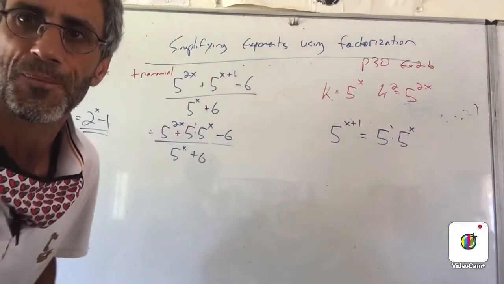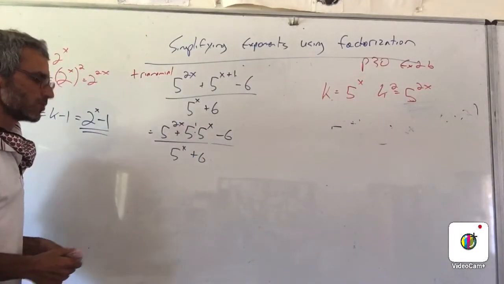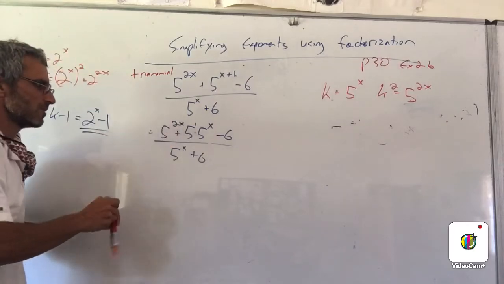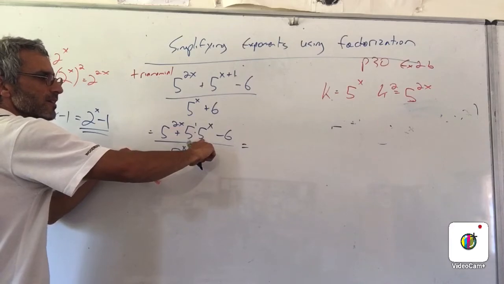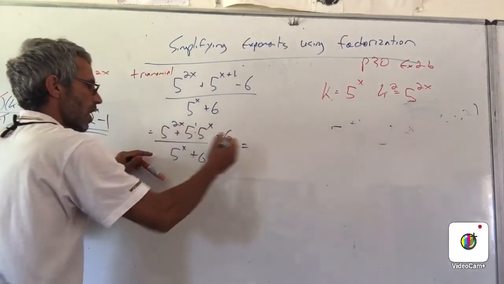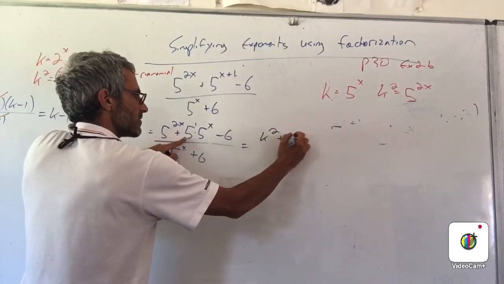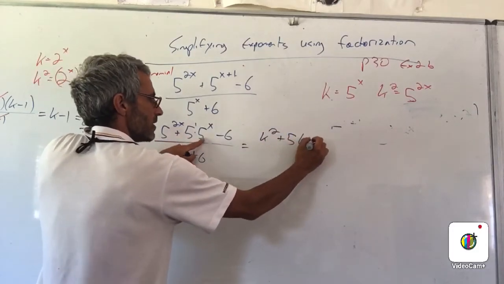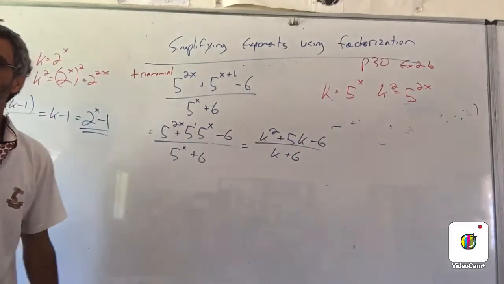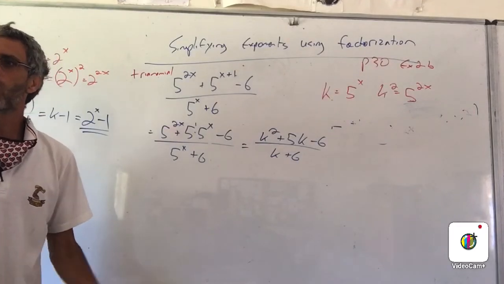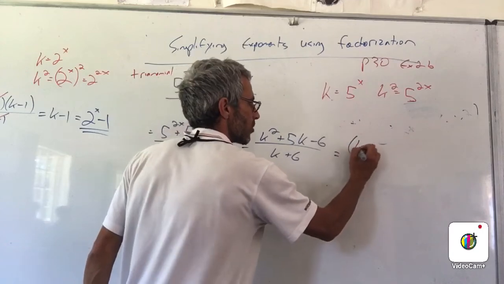Let me just pause here. Why did I actually do that? Because now, what is 5 to the power x? It's your k. So I'm going to rewrite the whole thing. 5 to the power 2x, we said, is k squared, plus 5 times k, now we know that's k, minus 6, divided by k plus 6. And now it's much more manageable. Now we're in quadratic territory, so we can factorize. This is not a problem for you to factorize.